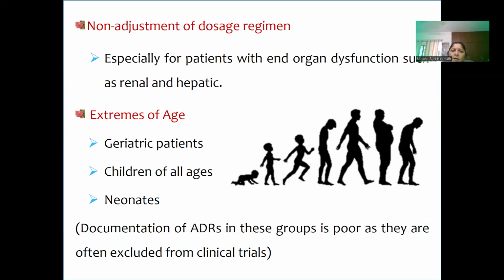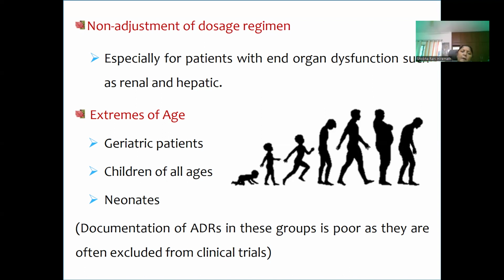Then non-adjustment of dosage regimen, especially for patients with renal impairment or hepatic impairment, where the dose absolutely has to be adjusted. When the dose is not adjusted, it leads to ADRs. And similarly, in extremes of age, patients like geriatric patients or children or neonates, the dosage has to be adjusted. If a normal dose is given without adjustment, it leads to ADR.